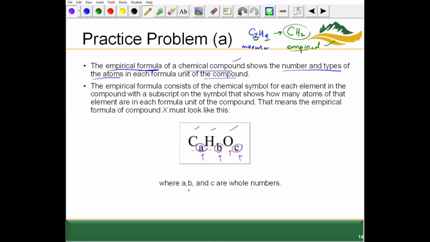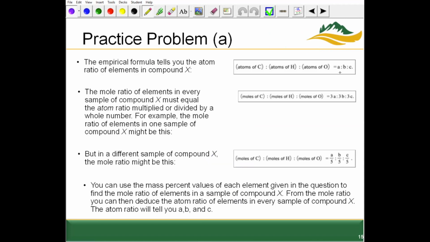And we'll practice this too, but it's going to be important that A, B, and C, we simplify those and they're reported as whole number integers. Okay, so you won't see decimals here. You'll see whole numbers for A, B, and C. So the way we read this A to B to C is really like we're saying the atoms of carbon to the atoms of hydrogen to the atoms of oxygen.